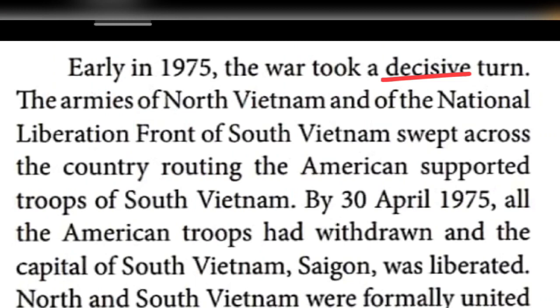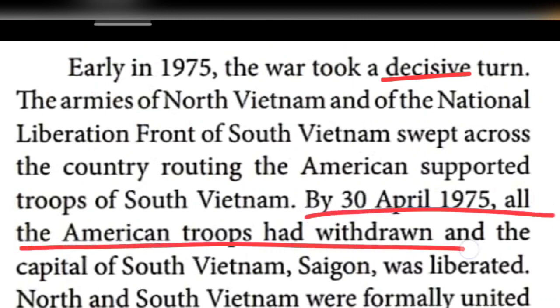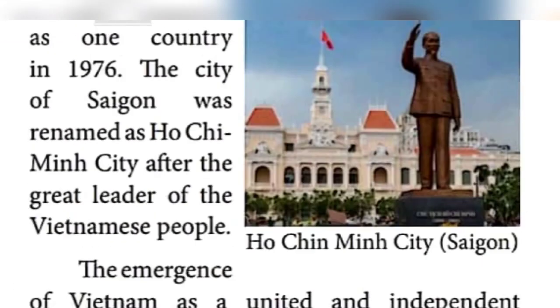Okay, so South Vietnam was supported by America. By 30th April 1975, all the American troops had withdrawn and the capital of South Vietnam, Saigon, was liberated. Saigon is the capital of South Vietnam. Okay, so it was liberated. North as well as South Vietnam were formally united as one country in the year 1976.